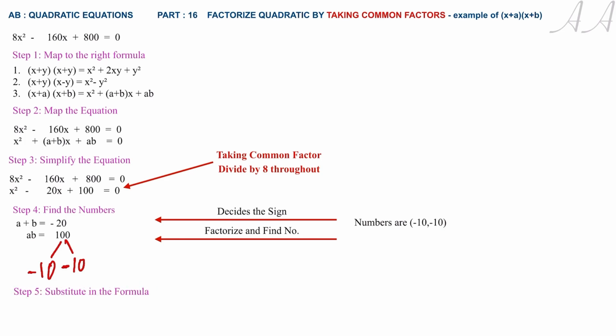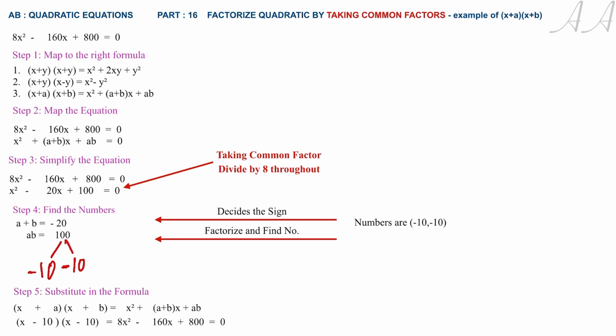Step 5 is substituting in the formula. So you would have x plus a and x plus b, but since a is minus 10 and b is also minus 10, you would have x minus 10 times x minus 10 is equal to 0. If they ask you for the product of two binomials, this will be your answer.